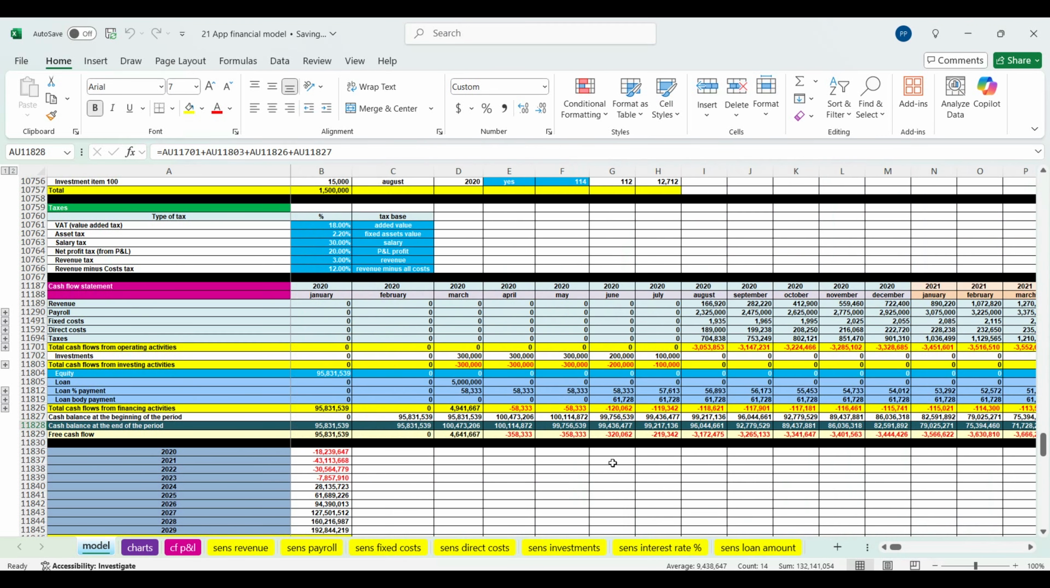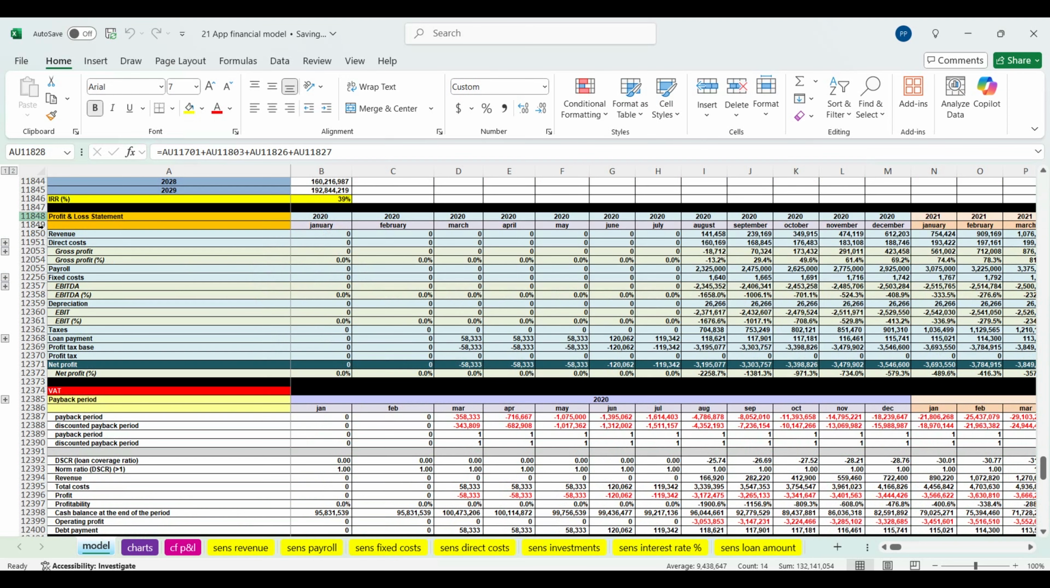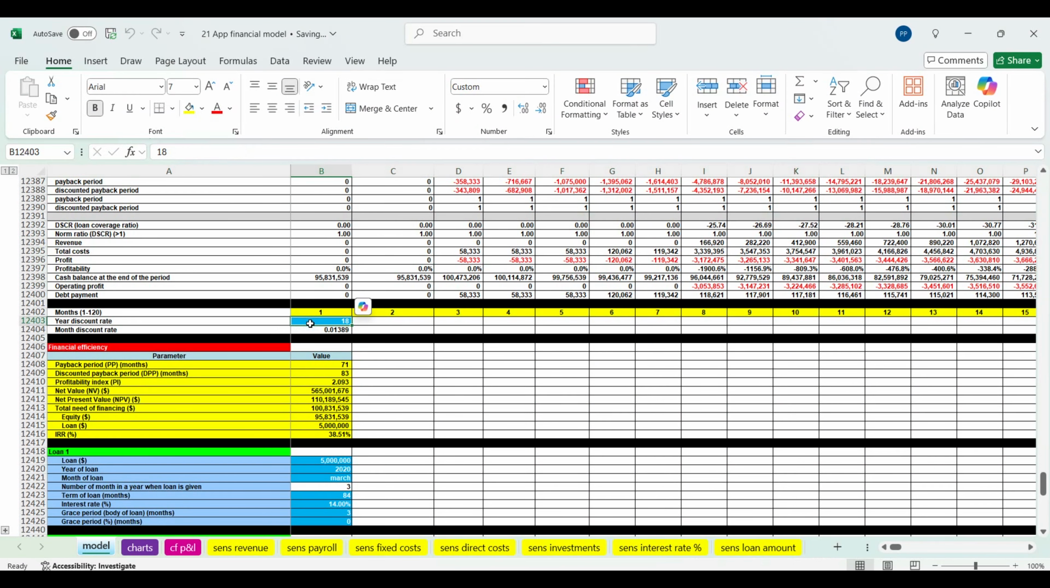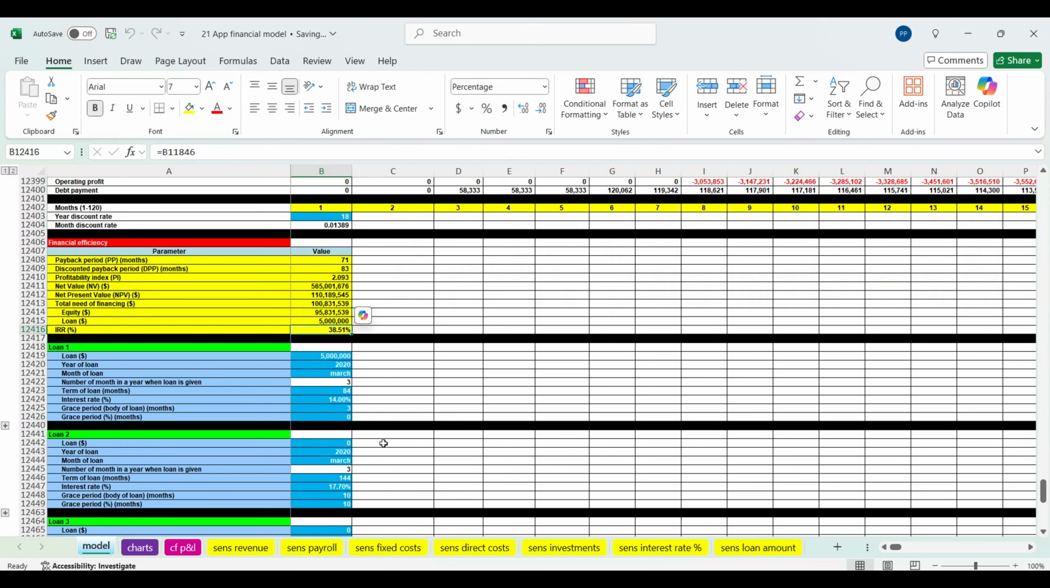Then we have the P&L statement. Then we can specify the discount rate for this or that scenario. Here we have the financial metrics: simple and discounted payback period, profitability index, net present value, equity, loan needed for this specific scenario, internal rate of return.